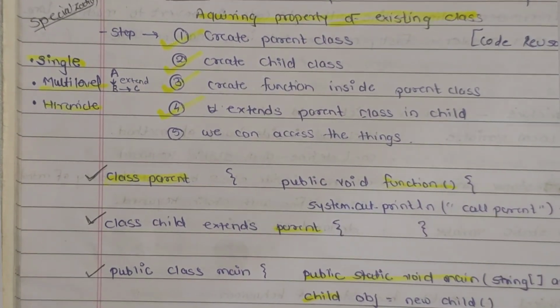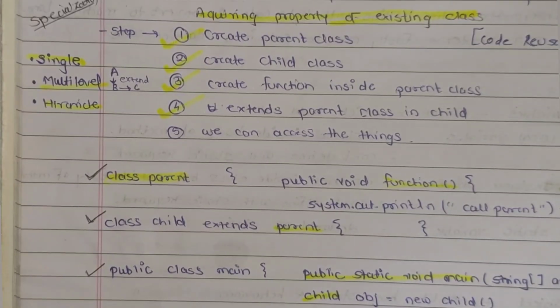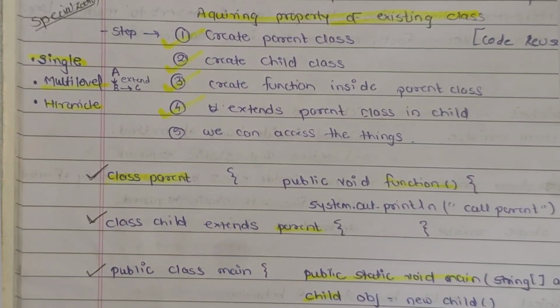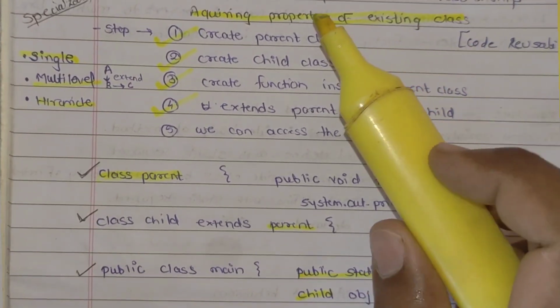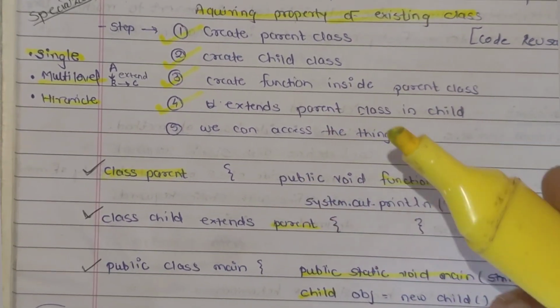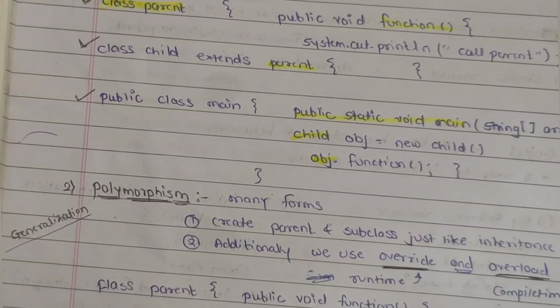Let's quickly revise what inheritance is. Inheritance is nothing but the parent-child relationship. We can create a parent-child relationship with the help of inheritance. Whatever properties the parent class has will be acquired into the child class. We can create the parent class and the child class, and from the parent class, properties are inherited into the child class. So this is inheritance.